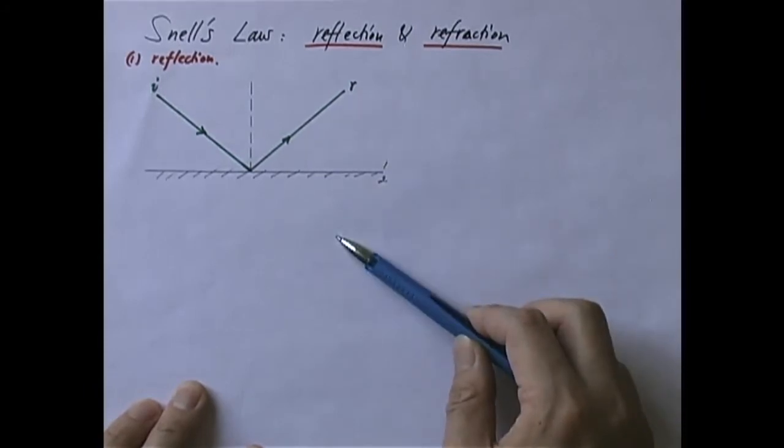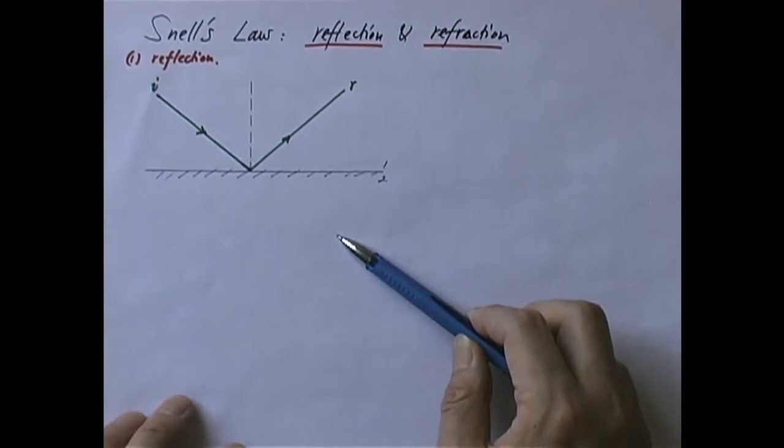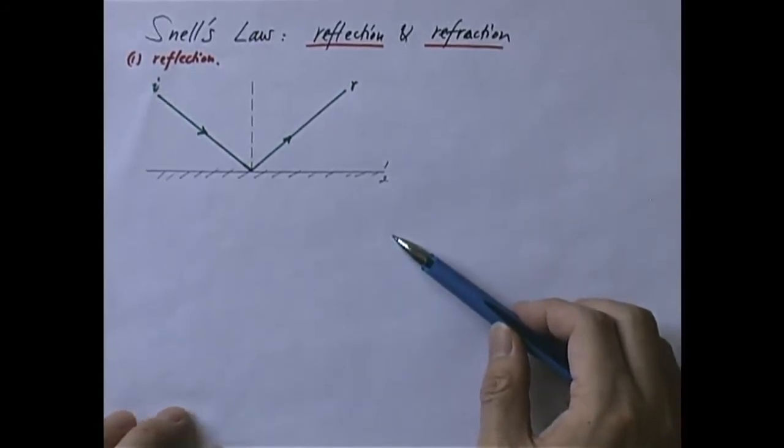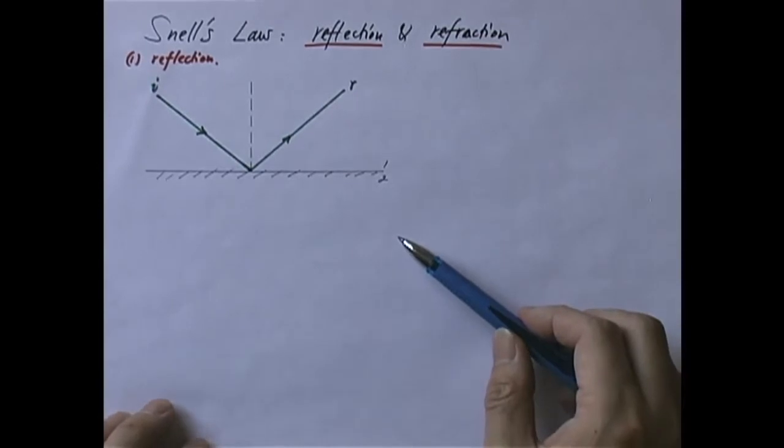And here is medium 2. It's a different medium in which the speed of light is different. Now recall the speed of light in a vacuum is 3 times 10 to the 8 meters per second. What about the speed of light in different media, such as in glass, such as in air, such as in water? Well, the speed of light is not the same. In fact, they're all slower than the speed of light in vacuum.